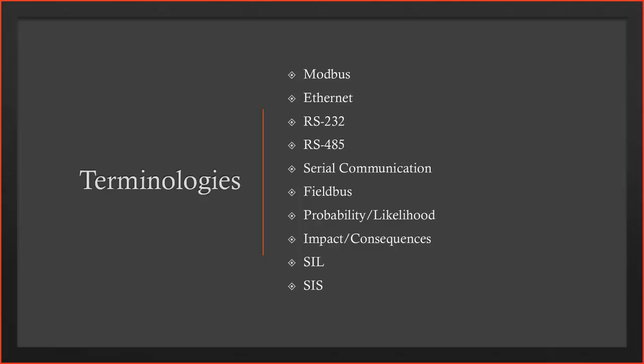What is SIS? This is a safety instrumented system. A safety instrumented system is the system which is there to make your plant safe, to protect your plant from any catastrophe, any hazardous situation, any abnormality. It is sometimes referred to as ESD, but SIS is a broadly used term. Even the Delta V safety system is also referred to as Delta V SIS.